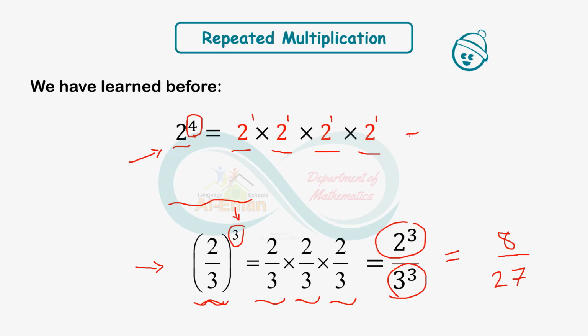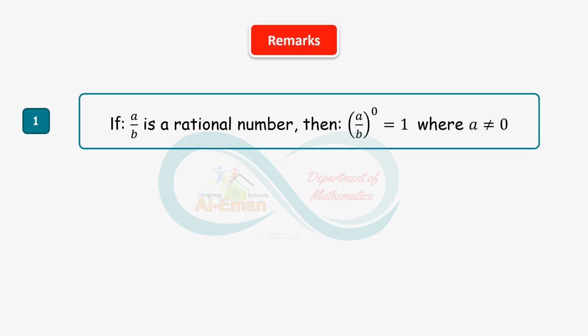When we multiply, we add the powers. So we will write 2 to the power 1 plus 1 plus 1 plus 1, so it will be 2 to the power 4. Notice that when we multiply, we add the powers if we have the same bases.